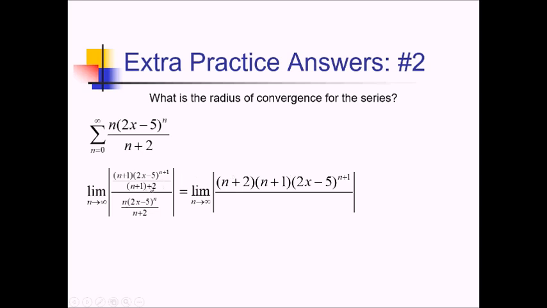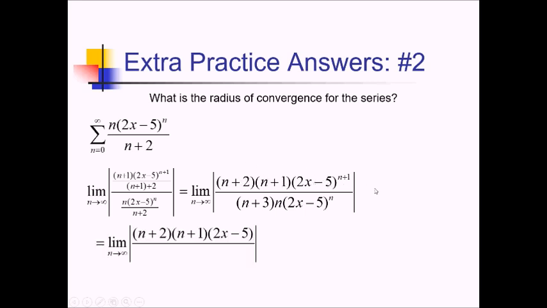I'm going to simplify that too. And we also have n and 2x minus 5 to the n. At this point, I can cancel out these 2x minus 5s at least a little bit. I'm still going to have a 2x minus 5 to the 1 upstairs, using my exponent rules to cancel those there. And nothing else changes. So upstairs, we have n plus 2, n plus 1, and 2x minus 5. Downstairs, we have n plus 3 and n. Again, that 2x minus 5 to the n got canceled out with the rest of those 2x minus 5s.